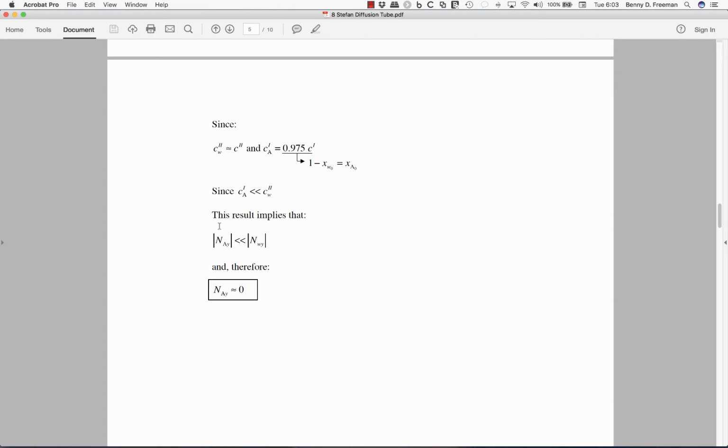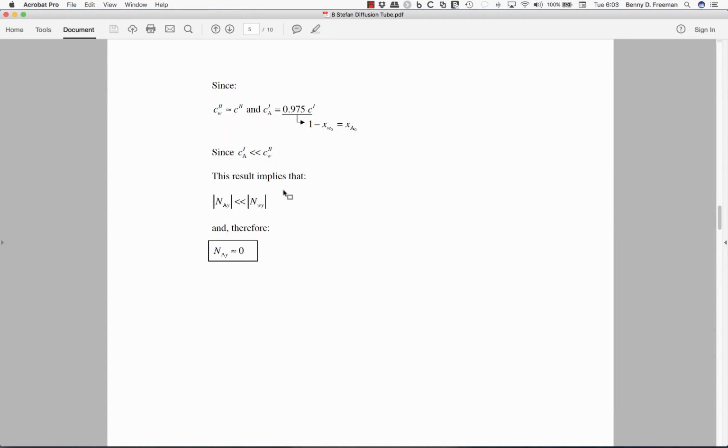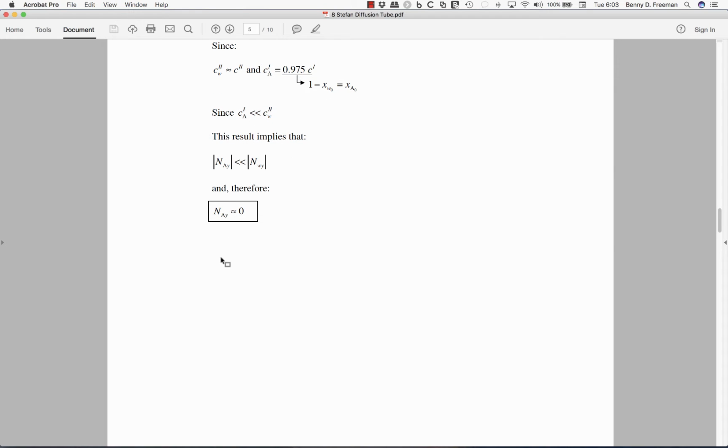And so that point is being made more explicitly here, and essentially what you find is that the flux of air has to be much less than that of water, and so for all intents and purposes we can set the flux of air to 0 in the subsequent analysis that we're going to do.